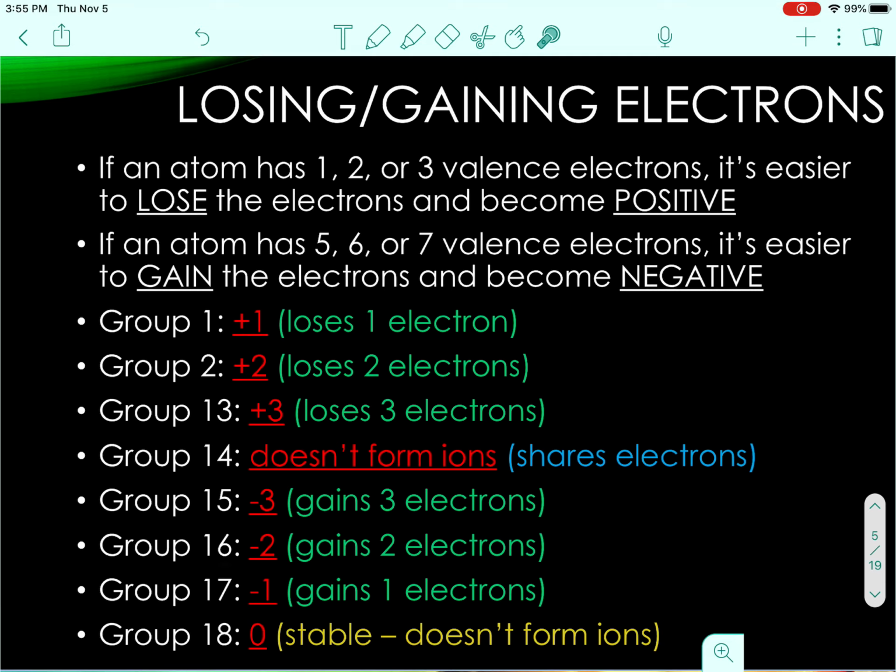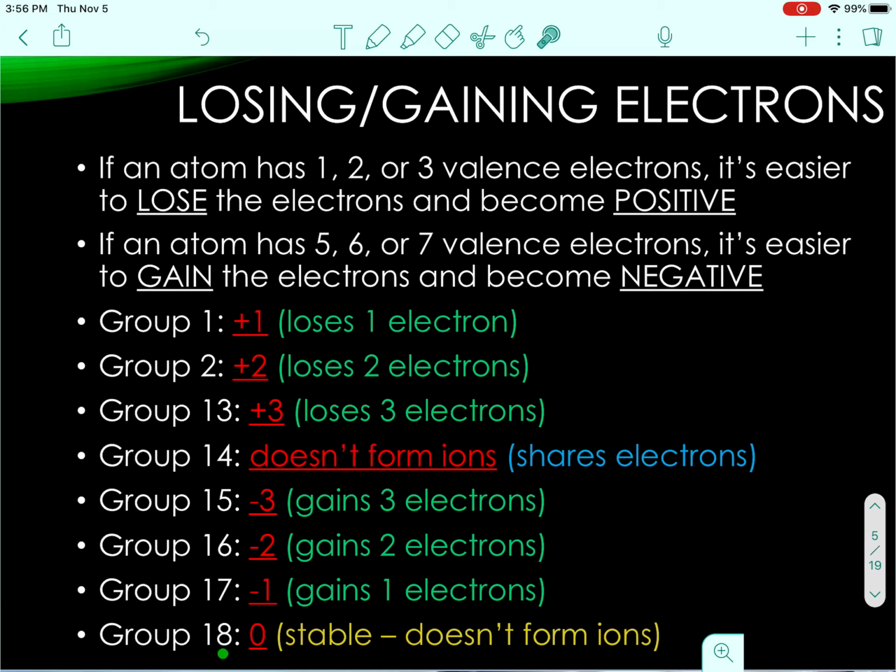Group 16 has 6 valence electrons. We can either lose 6 or to get to 8, we can gain 2 more electrons. So we're going to do that because 2 is less than 6 and we're going to become a -2 with our charge. Group 17, these are the halogens. They have 7 valence electrons. They're 1 away from 8. They're very close. They just want to gain 1 more electron to get to 8, and that'll give them a -1 charge.